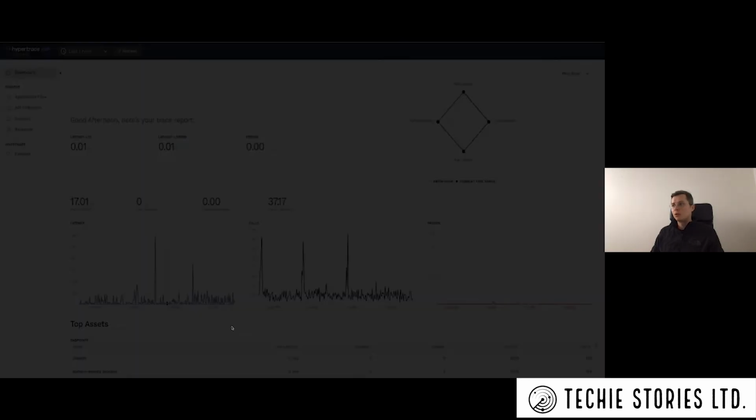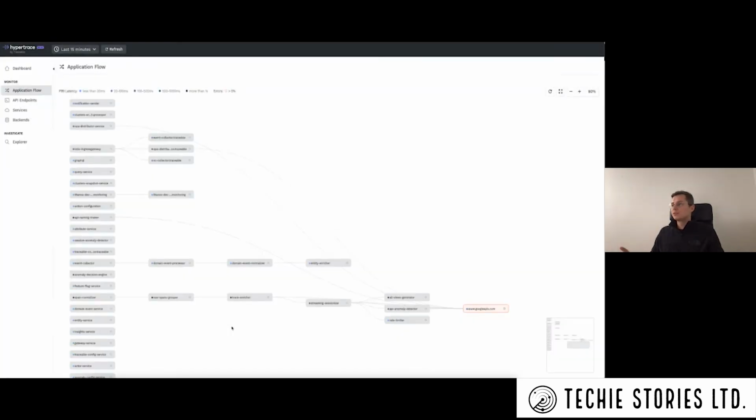Then on the left, there is a menu, and we will go to the second screen, which is application flow. In the application flow, we see the real-time architecture view. So let's say here we see a bunch of microservices connected to each other. We see this line only if this service is talking to this service. And each line also has some metadata that shows you the average latency time, average number of errors, and so on.